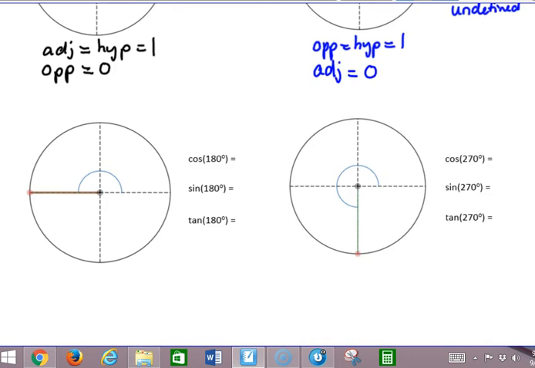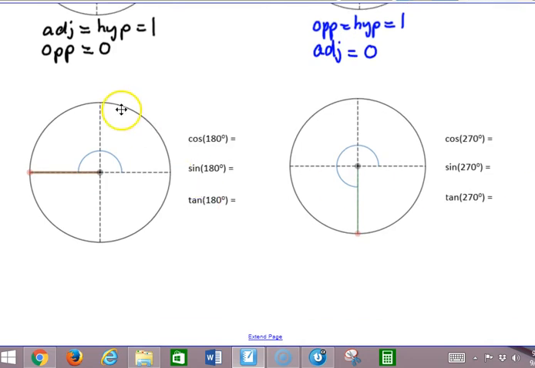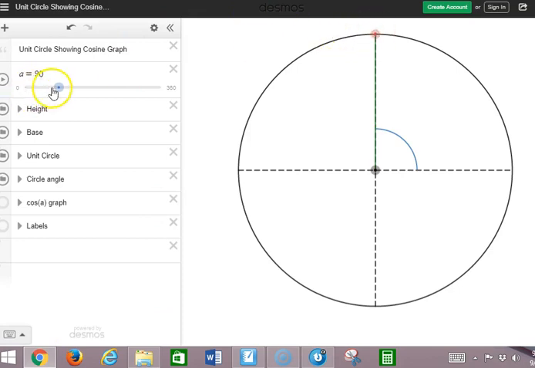Okay, I think you're probably getting the idea here. We'll look one more time at our Desmos and see what happens now as we move towards 180. So notice once again now the opposite side, the vertical side, is getting smaller and smaller, and the adjacent side is getting larger and larger, but it's in the negative direction. Okay, so we talked about the hypotenuse is always a positive number because it's the radius of the circle, but I can't get it to exactly 180.